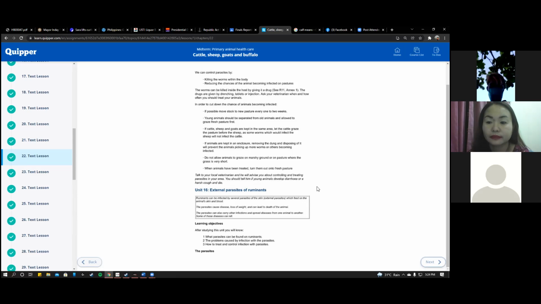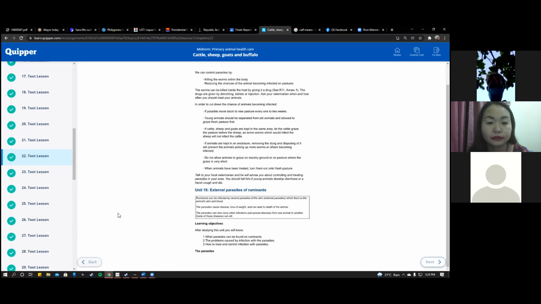So next, Unit 16, which is the external parasites of ruminants. Ruminants can be infected by several parasites of the skin, which are the external parasites, which feed on the animal's skin and blood. The parasites cause diseases. Then parasites can also carry other infections and spread diseases from one animal to another. Some of these diseases can kill.